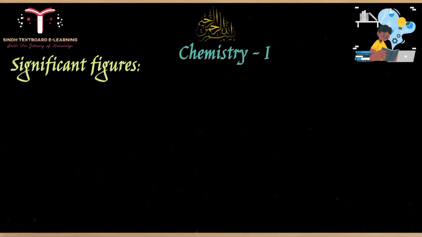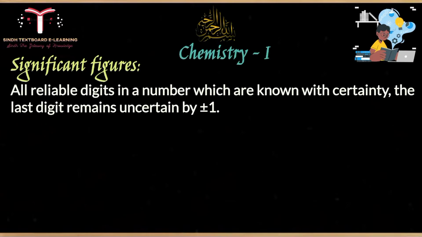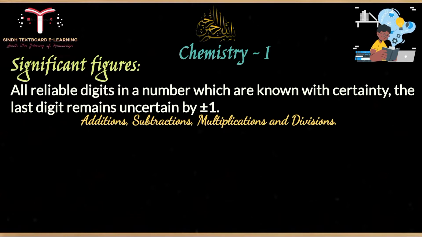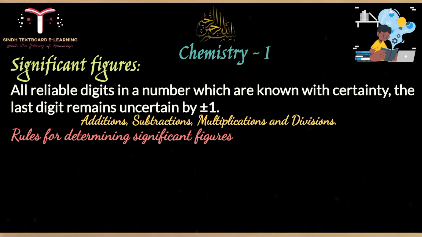Moving towards the next topic, significant figures. All reliable digits in a number which are known with certainty, where the last digit remains uncertain by plus or minus 1. So for this uncertainty, we use significant figures, which are useful numbers. Whether in addition, subtraction, multiplication or division, significant figures are very important.